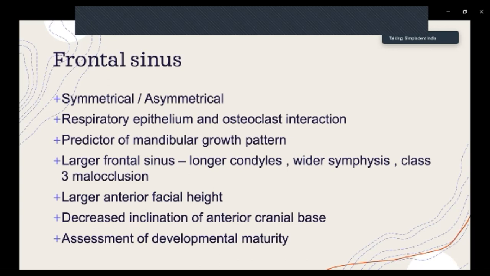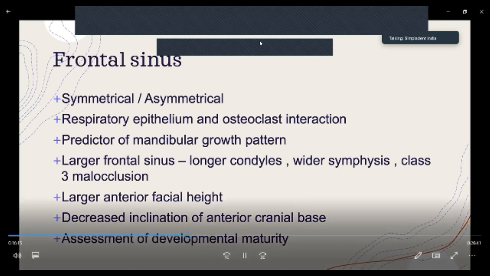The frontal sinus is asymmetrical, and there is a respiratory epithelium and osteoclast interaction that defines the size of the frontal sinus. The frontal sinus gives an indicator of the growth of the mandible. It is a predictor of the mandible growth pattern. If a large frontal sinus is there, there will be longer condyles, a wider symphysis, and the case becomes class 3 malocclusion. What does that mean?